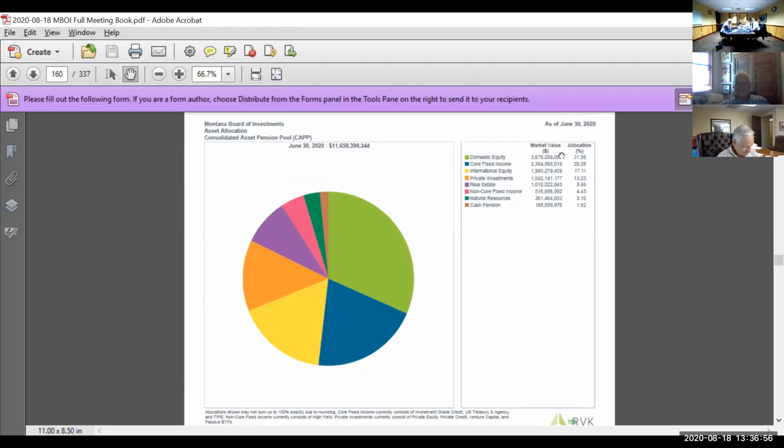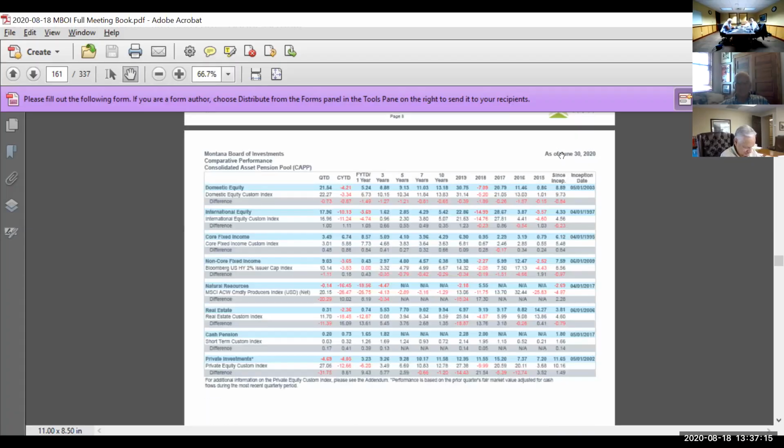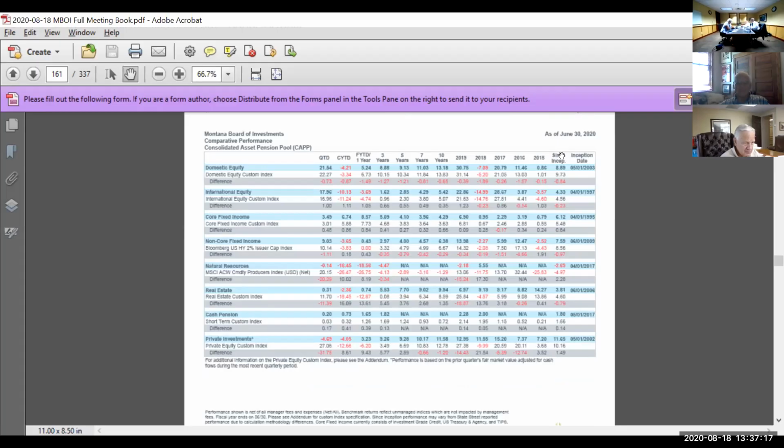Moving on to the next page, you can just see the total division of assets by the different asset classes in the portfolio. The biggest asset classes are the two equity pools and the fixed income, followed by private investments and real estate. The next page shows the asset class returns for the different asset class portfolios. Page 9.